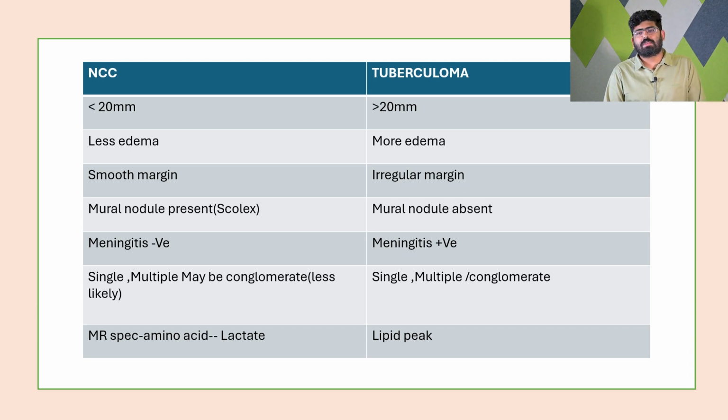And the tuberculoma is single, multiple, and multiple conglomerations are seen, and more edema is seen in tuberculosis, and more irregular margins will be seen. So margins also, you're able to see irregular margins are seen. And what I told you, this is important, the scolex part, which is most common in the NCC, neural nodule, what I mean. And the amino acid and lactate peak is in NCC, and there is a very high lipid peak we will see in tuberculosis in the MRS.